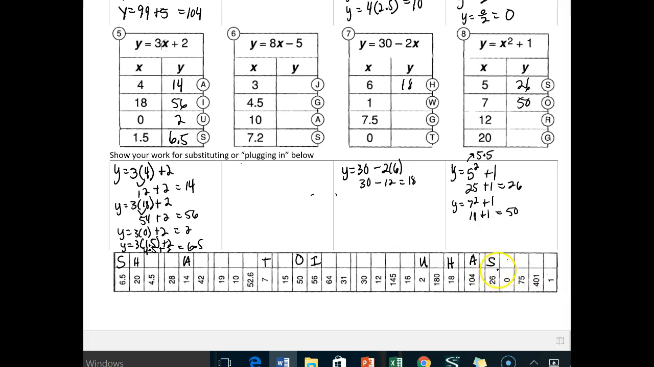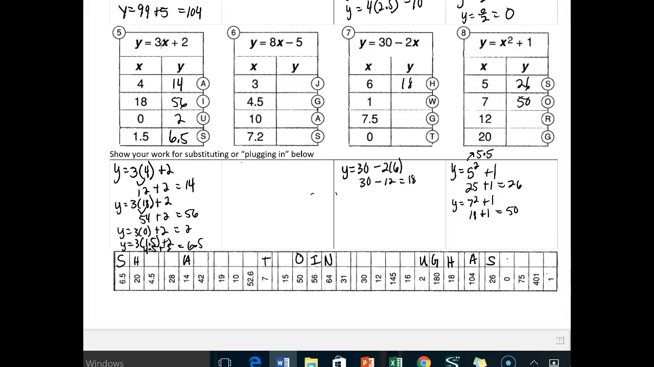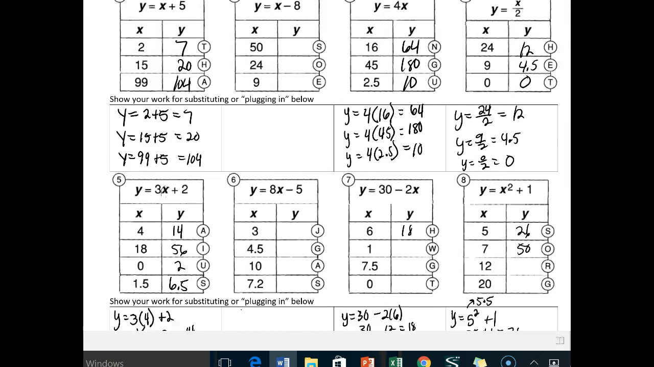64 is N, 180 was G. And basically, by the end of this, 10 was U. You will have, all this will make out the answer to the riddle, basically.